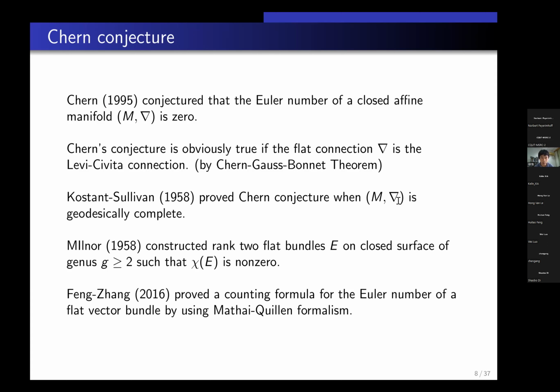So we have some special cases, like when the affine connection is geodesically complete, or when the manifold is a surface. And also more recently, Professor Feng Huitao and Weiping Zhang proved a counting formula for the Euler number of a flat vector bundle by using a multi-equivariant formalism, and they have a new approach to the Chern conjecture.